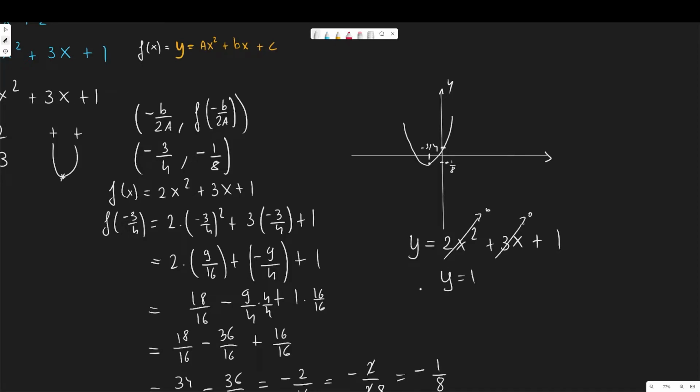So this right here, where it intersects, will be equal to 1. And this will be a good enough sketch for our parabola.